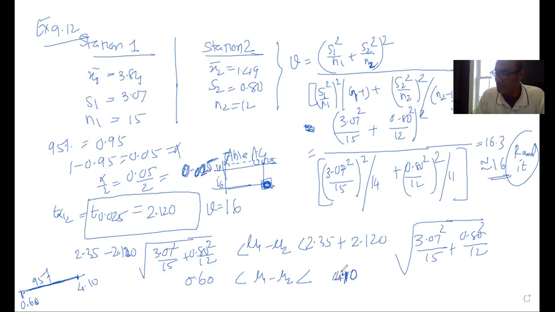I would say that the interval from 0.60 to 4.10 milligrams per liter contains the difference of the true, by difference it is mu1 minus mu2, so the difference of the true average orthophosphorus contents for these two locations. So that is the interpretation. And let me save this part again. Let me save this one.